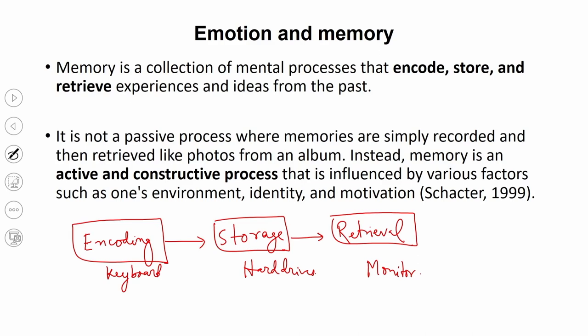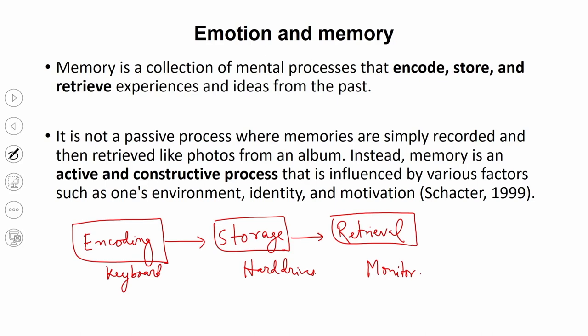Now, a lot of research says that in computers, things are stored exactly and then retrieved exactly. So, there is no change between whatever is stored and whatever is retrieved. But in the case of human memory, it could be a very constructive process, in the sense that when we store some information, what we retrieve sometimes may not be the exact replica of what we have stored. In between, we process things according to our environment, our identity, our motivation; we delete something, add something, and then retrieve. So there can be a lot of constructive processes involved in the memory system.